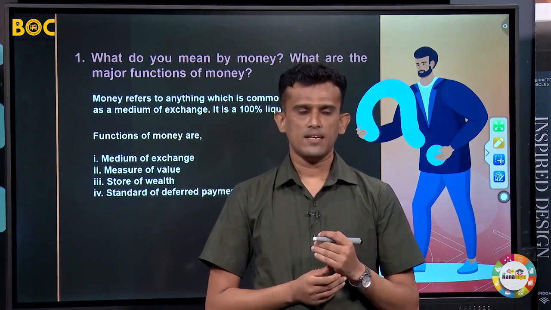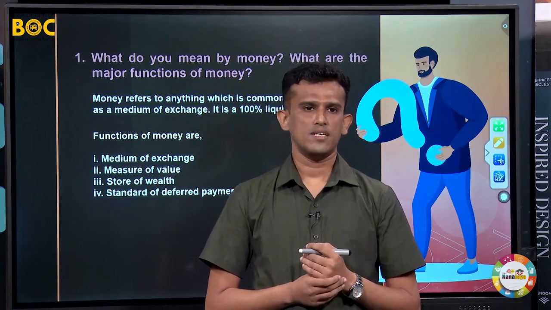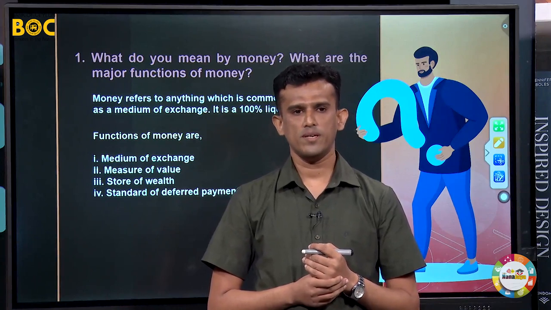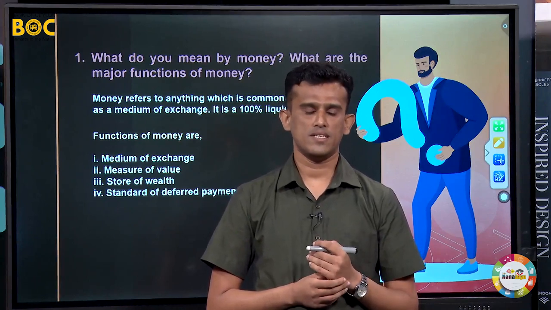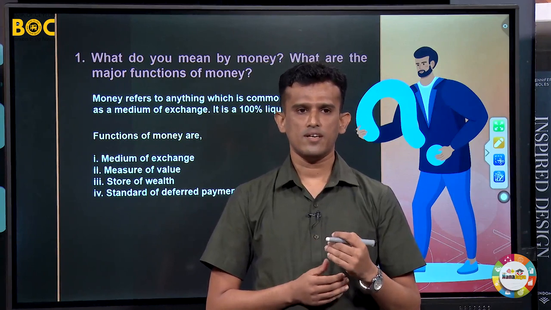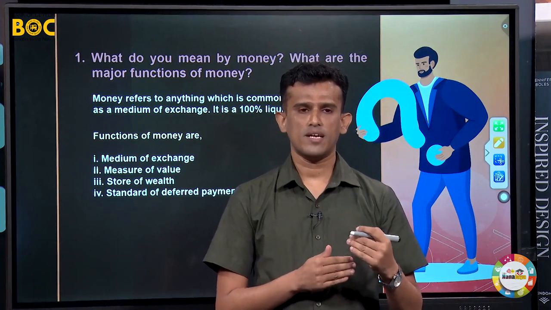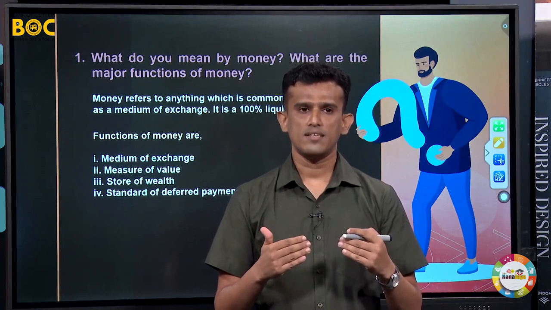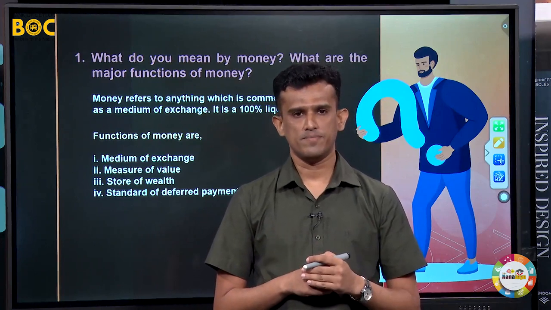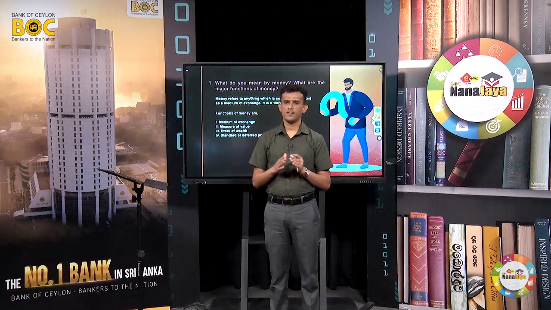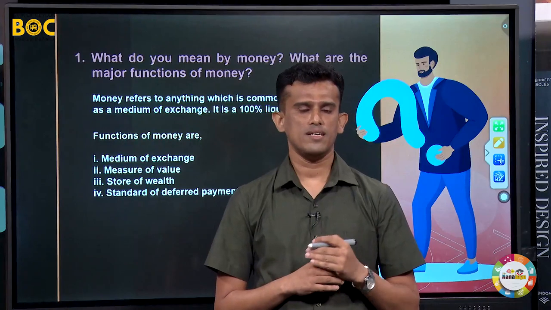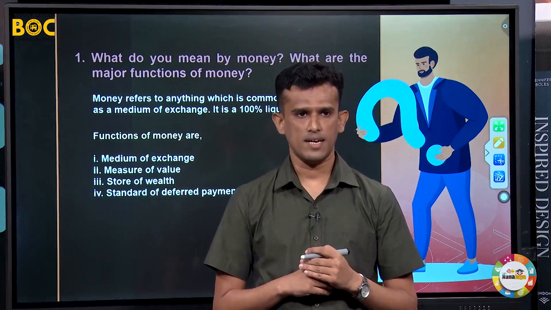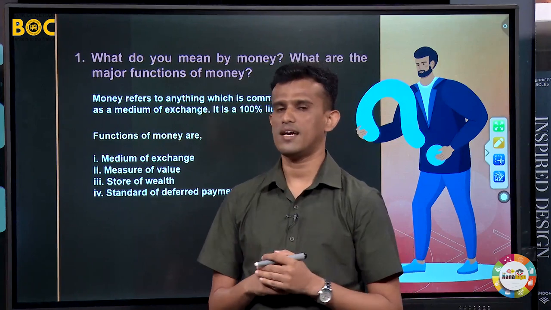So we say that money is a 100% liquid asset. What do we mean by money is a 100% liquid asset? Anyone is bound to accept money as a mode of receiving incomes and as a mode of making payments as well. So therefore, we can define money as anything which is commonly accepted as a medium of exchange, and money is a 100% liquid asset.